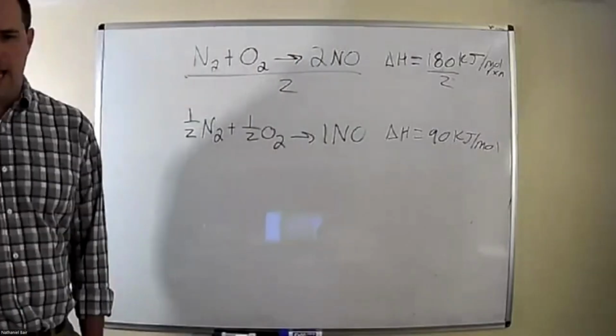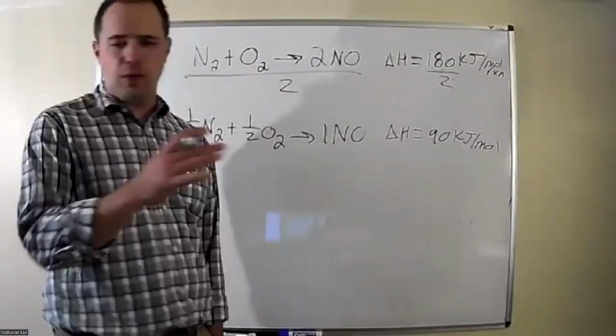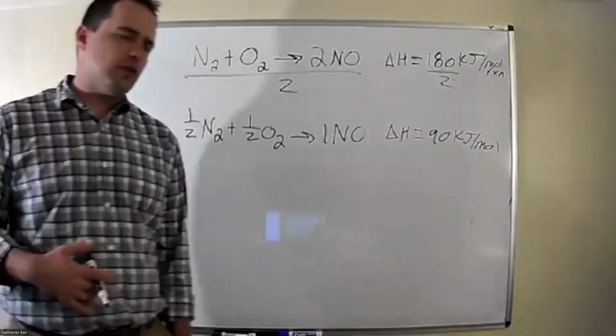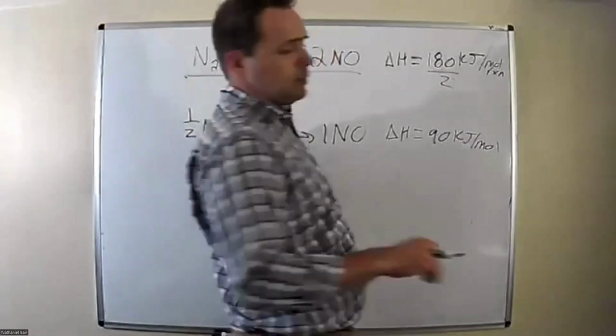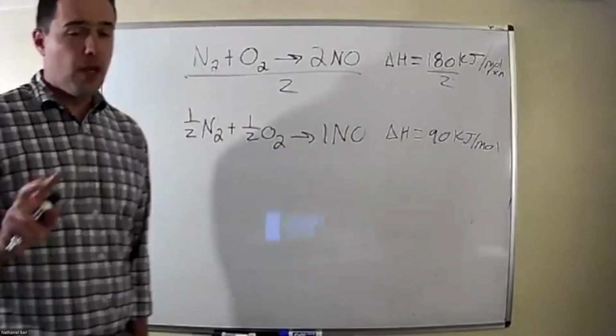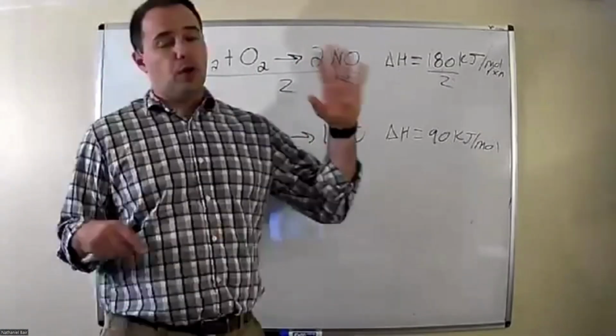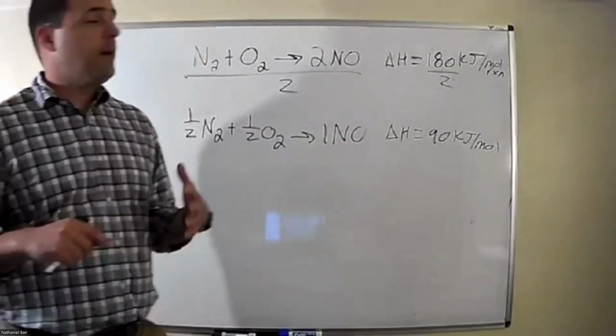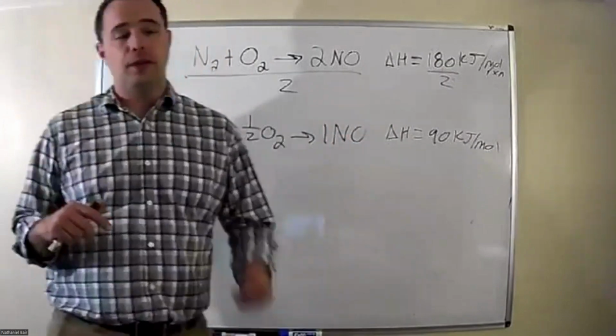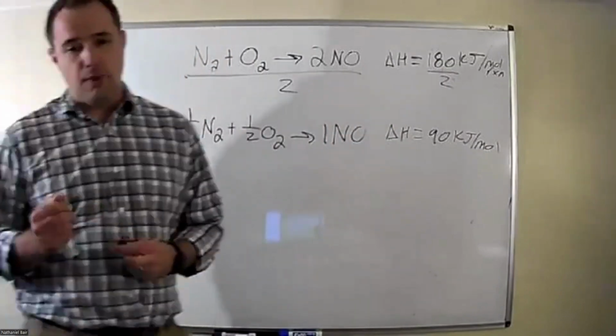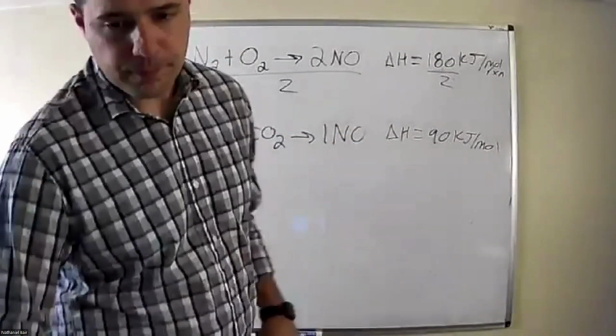So you can multiply or divide by any number, distribute any coefficient you want, as long as you do the same thing to the enthalpy. So you got your 2 rules for Hess's law now. If we flip a reaction, we change the sign. And if we distribute, multiply or divide by some coefficient, then we also need to multiply or divide the enthalpy by that same coefficient. Awesome.